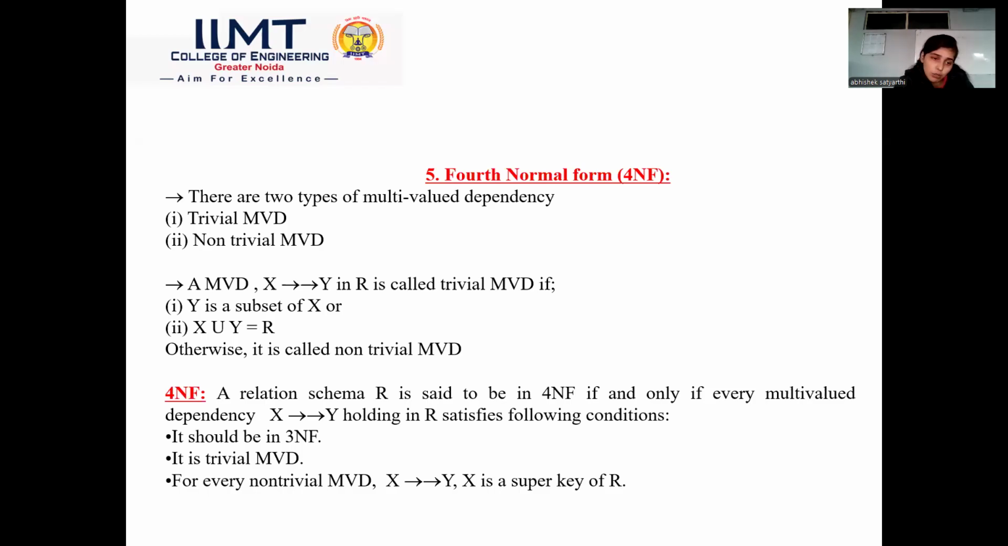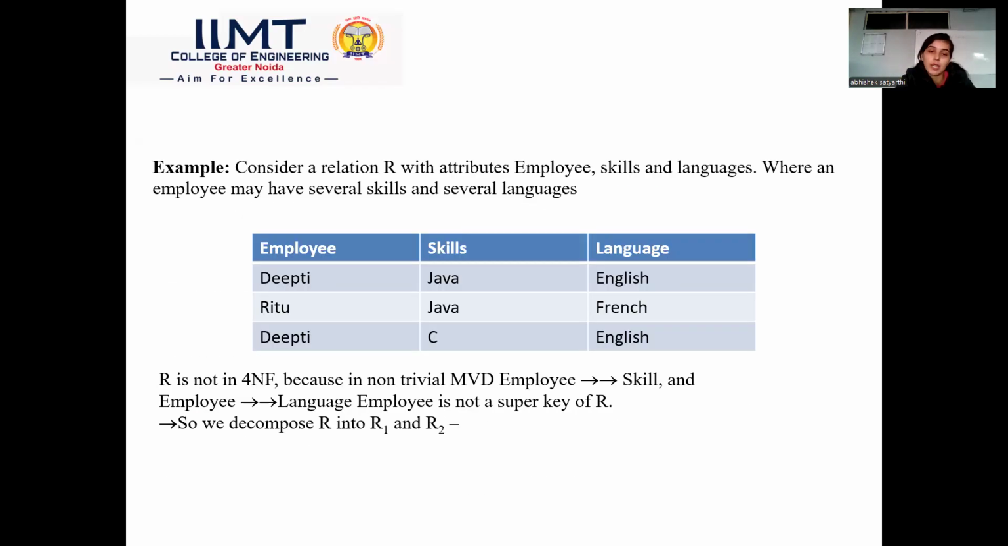If Y is not actually present in X, or the values present in Y are not connected to X, then we can say that there is a non-trivial dependency. So a relation schema R is said to be in 4NF if and only if it is in 3NF and for every multi-value dependency X multi-value dependent on Y holding in R, it is a trivial multi-value dependency, or for every non-trivial multi-value dependency X is a super key of R.